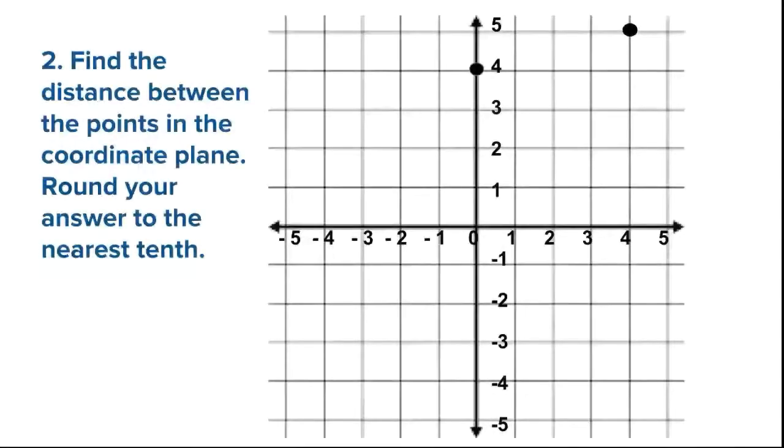On number 2, we need to find the distance between the points in the coordinate plane. And when we find our answer, we have to round to the nearest tenth. Our points are 0, 4 and 4, 5. Since we can't find the distance just by looking at the graph or just by looking at the points, we have to go straight to the distance formula.